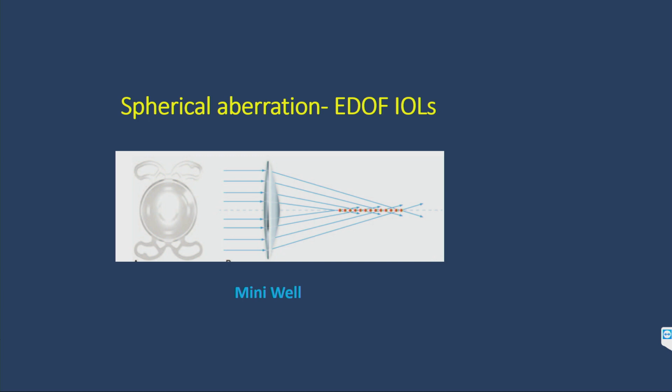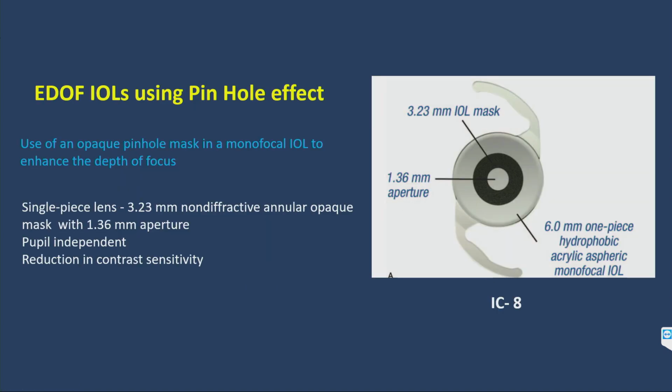Now this is a lens that uses increased spherical aberration. You can see that as the spherical aberration range increases, the depth of focus also increases. Another type of EDOF lens uses the pinhole effect. It uses an opaque pinhole mask in a monofocal IOL that increases the depth of focus because it cuts off the unwanted paraxial light.